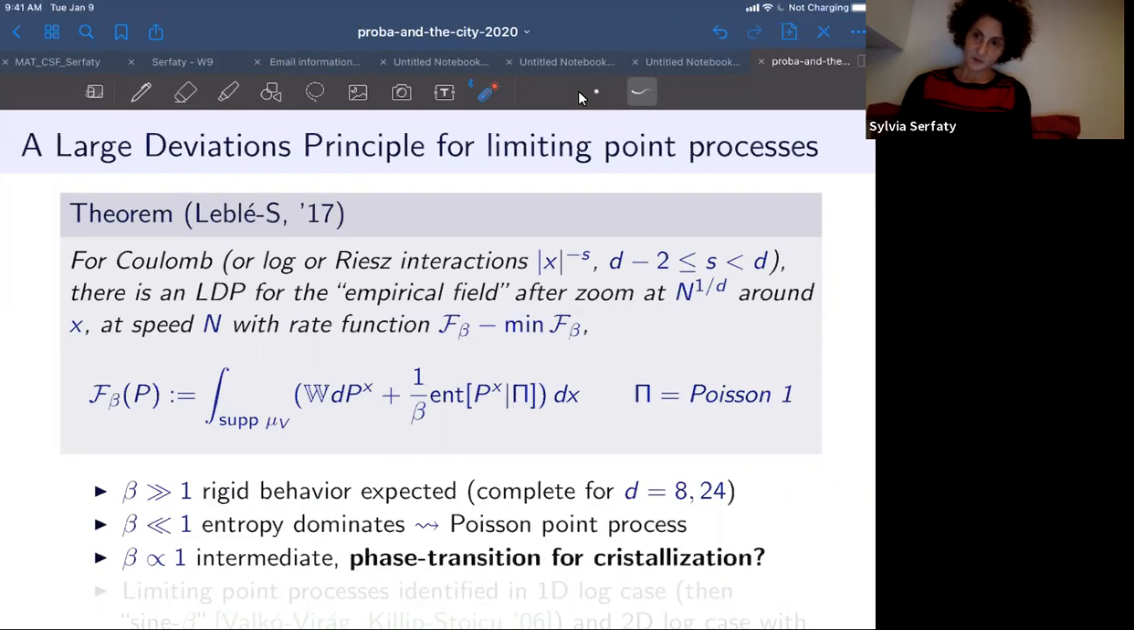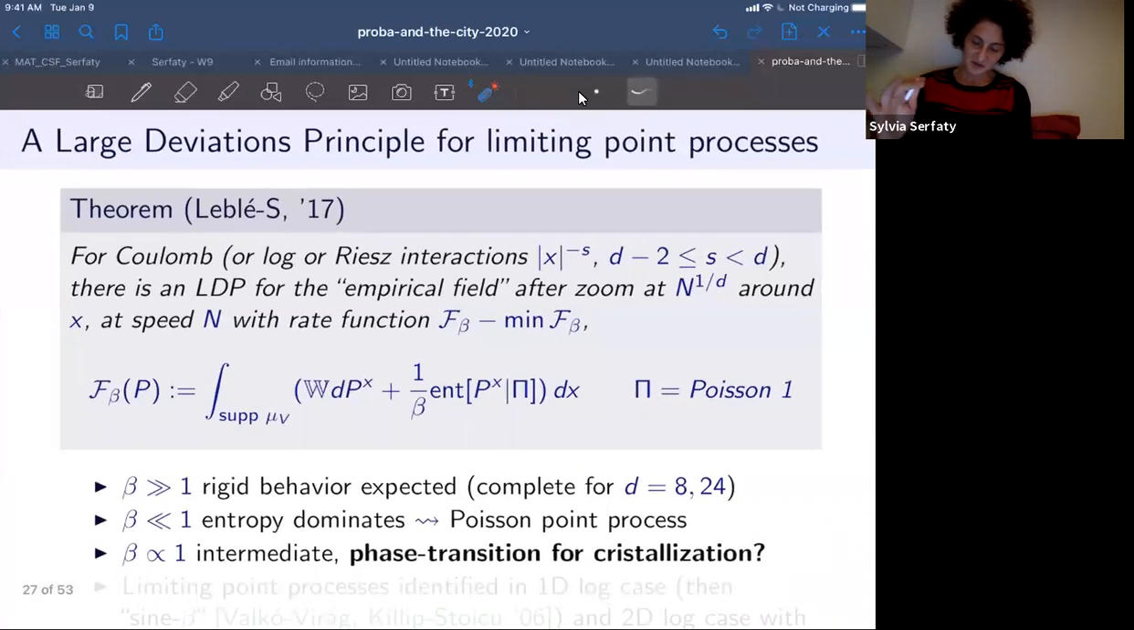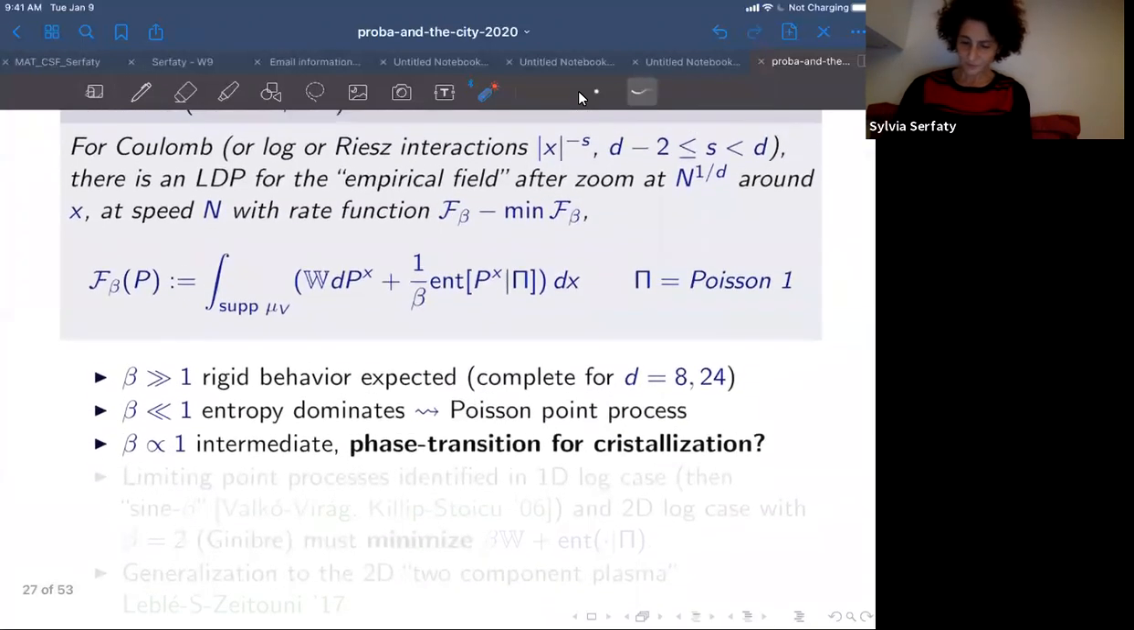When beta is very small, you should only pay attention to this term. So you can show this way that you converge to a Poisson point process. It's even a proof as well. And in between, there's something intermediate. And in dimension 2, in particular, physicists have some speculations about a possible phase transition that would happen for some intermediate beta, and for crystallization in the sense of a change in decay of correlation functions for this system.